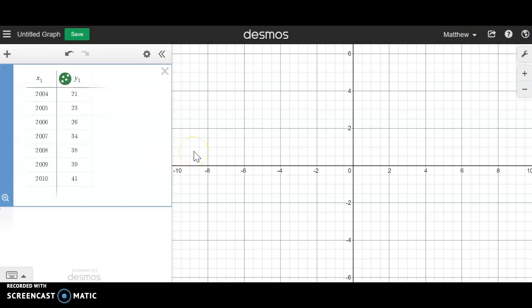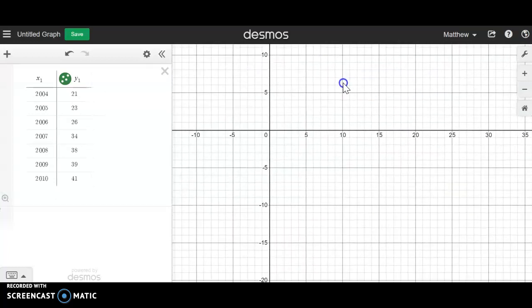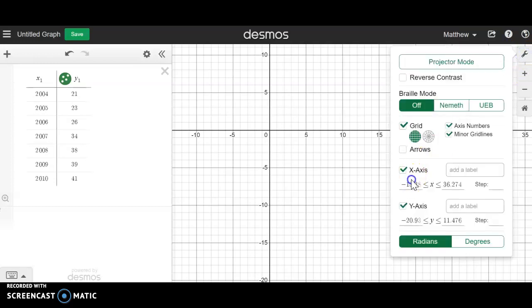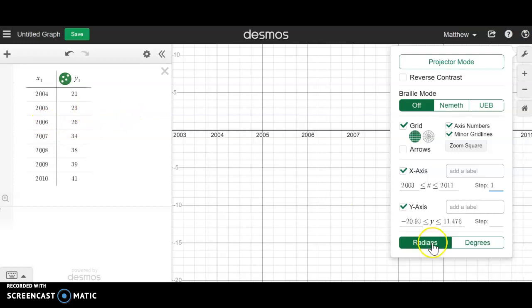Okay, next, on this type of problem, we're trying to make a regression. We're trying to make a line of best fit. So I need to adjust my window first. That will almost always be your first step after the table. So I'm going to go to the little wrench. I'm going to clear my X values. My lowest year is 2004. Let's start at 2003. Highest is 2010. We'll put 2011. A step of 1 is good because all the years are close together.